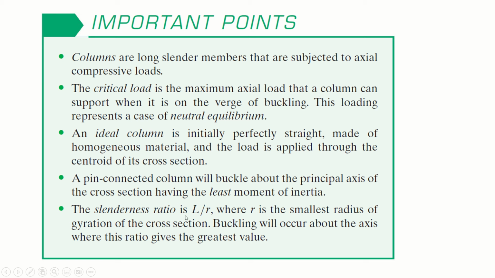The slenderness ratio is L by R, where R is the smallest radius of gyration of the cross section. Buckling will occur about the axis where this ratio gives the greatest value, because L will be greater.